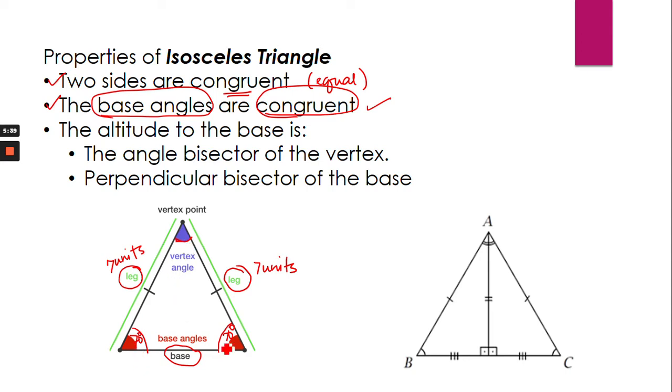If the base angles are 70 degrees, how do we find the measure of the vertex angle? Let's say the vertex angle here is x. To find the measure of the vertex angle, we know that the sum of the three angles of any triangle is always equal to 180. So that will be 70 plus 70 plus x is equal to 180, right? So this is 140 plus x is equal to 180. Subtract both sides by 140.